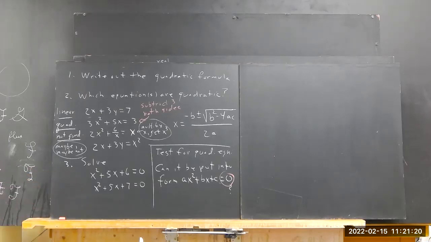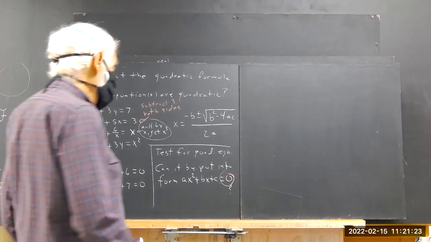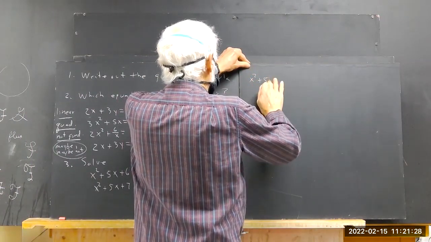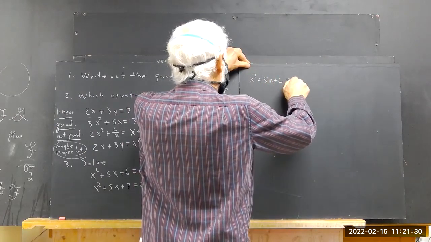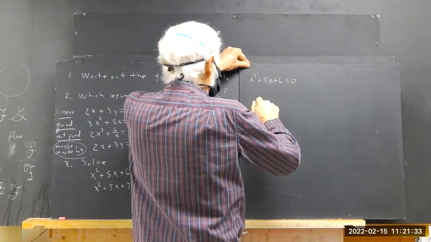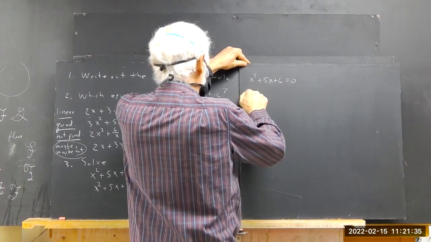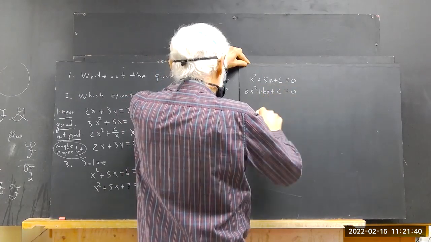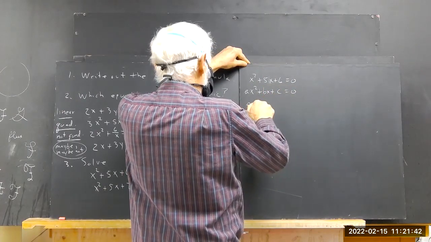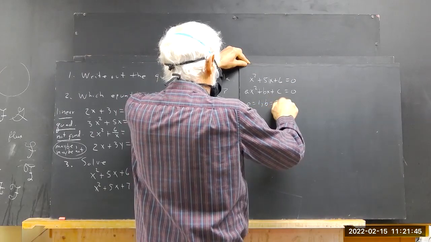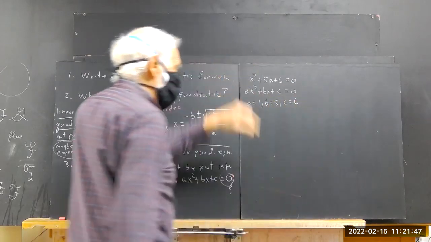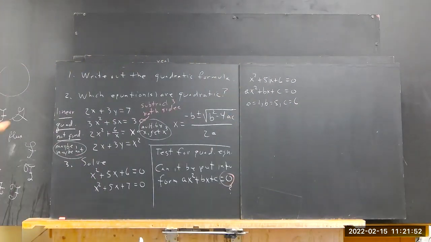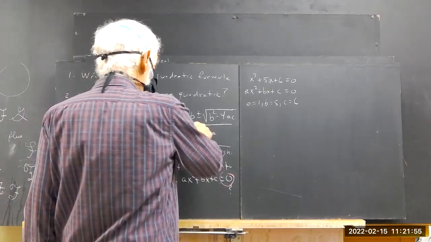Well, let's go on to using the quadratic formula. So we have x squared plus 5x plus 6 equals 0. So this is a form ax squared plus bx plus c equals 0, with a equal to 1, b equal to 5, c equal to 6. Right? So all we have to do is write out the quadratic formula. Here's the formula.